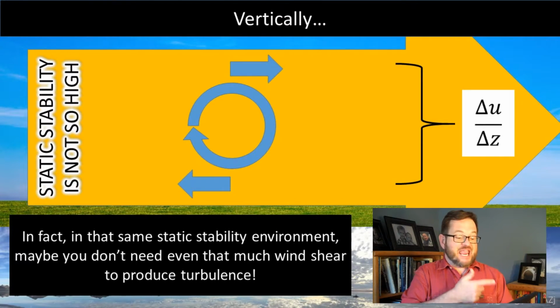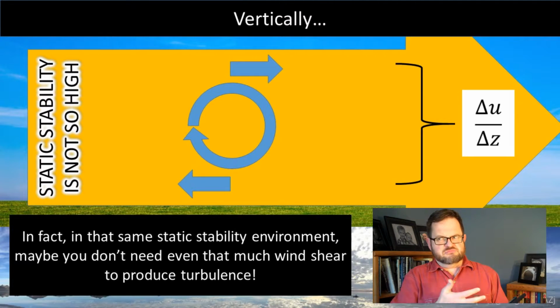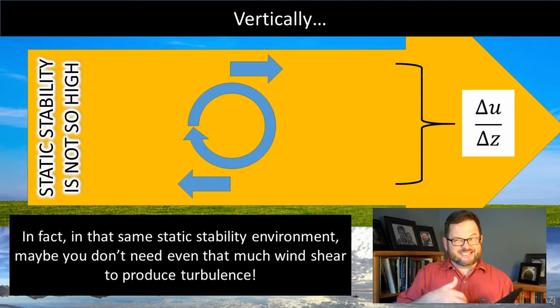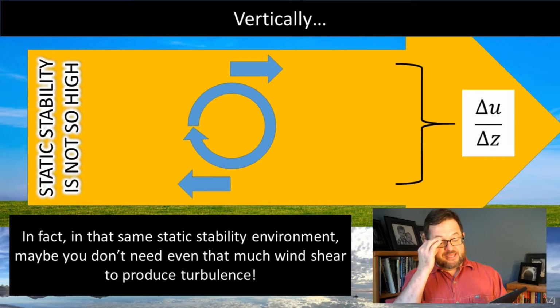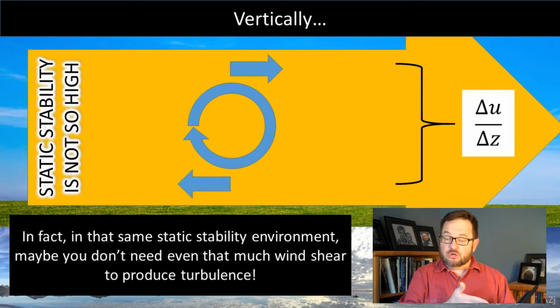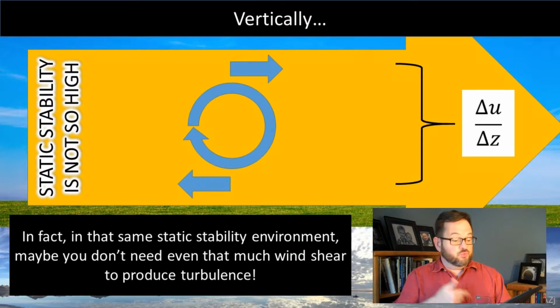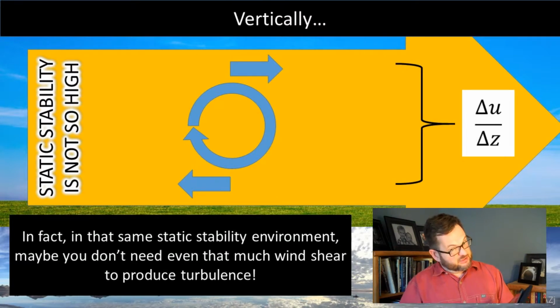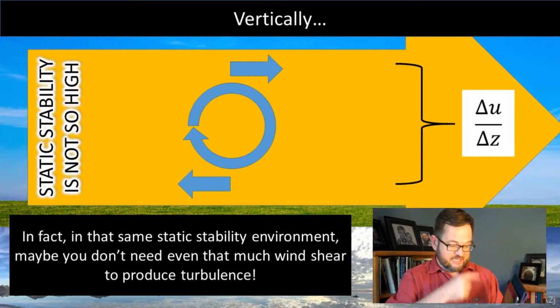On the other hand, with that same amount of static stability, we're saying it's not that stable anymore. It's getting closer to being statically neutral. Well, maybe in this case, this much wind shear that I have drawn with these medium-sized arrows here, maybe that much wind shear is able still to produce turbulence, and we get these eddies.